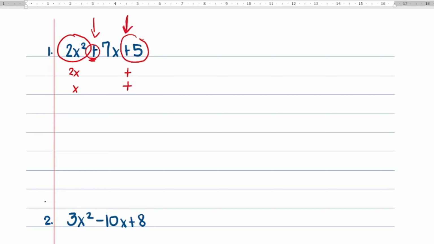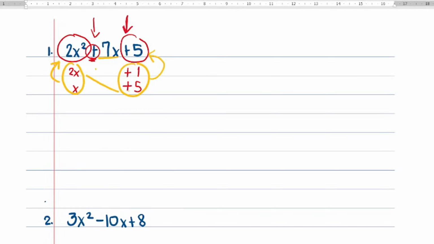Now, what are the factors of positive 5? Meaning, what two numbers, when multiplied, equal positive 5? So, let us try positive 1 and positive 5, right? 1 times 5 is 5. Now, this breakdown, when multiplied, is equal to the first term. And the other, when multiplied, is equal to the third term. What's missing to verify is the middle term. So, how will we verify whether our factors are correct? We're going to cross-multiply them.